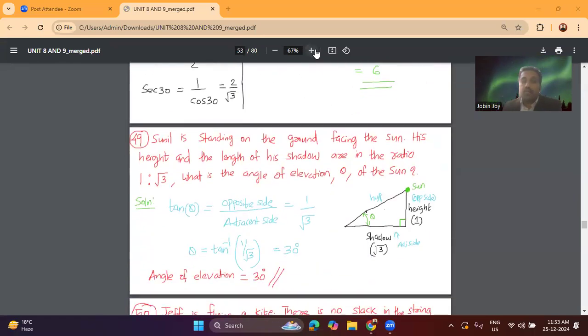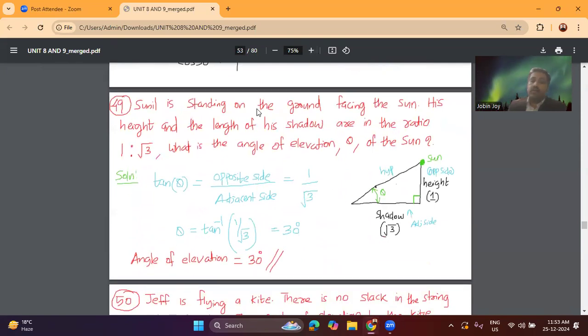Okay. Next, I'm going to start the application problems related to trigonometry. That is related to the angle of depression and the angle of elevation. There are two types of problems. One is related to the angle of elevation, and the second one is related to the angle of depression. So the first question is dealing with the angle of elevation. Sunil is standing on the ground facing the sun. His height and the length of his shadow are in the ratio 1:root 3. What is the angle of elevation theta of the sun?